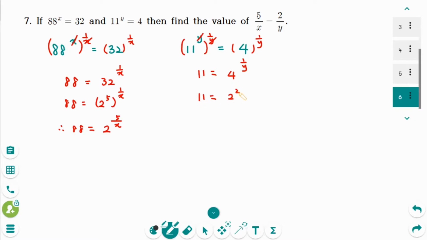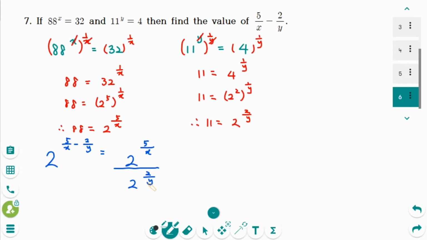4 is 2 squared, then to the power of 1 over y. So 11 equals 2 to the power of 2 over y. Then 2 to the power of 5 over x minus 2 over y equals 2 to the power of 5 over x over 2 to the power of 2 over y equals, this one, the numerator is 88 over the denominator is 11. So 88 divided by 11 is 8, which is 2 to the power of 3. Therefore, 5 over x minus 2 over y equals 3.